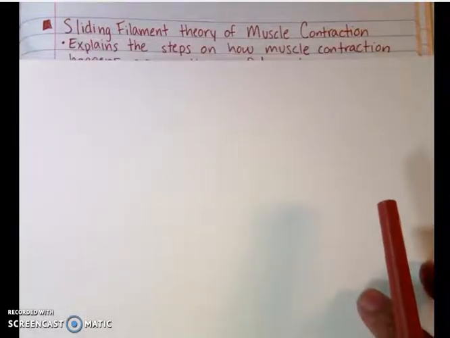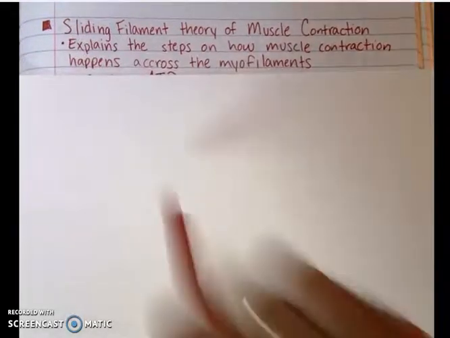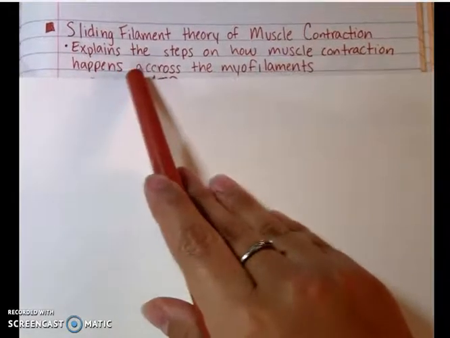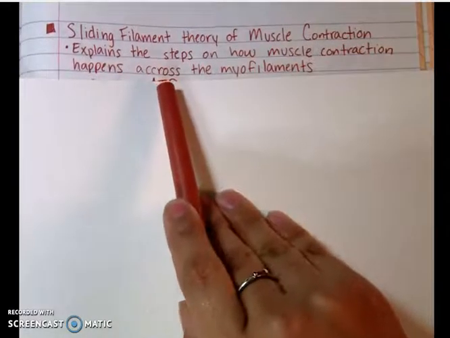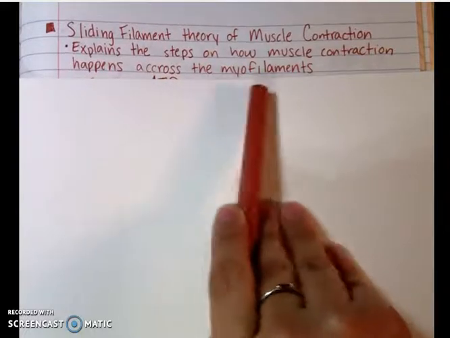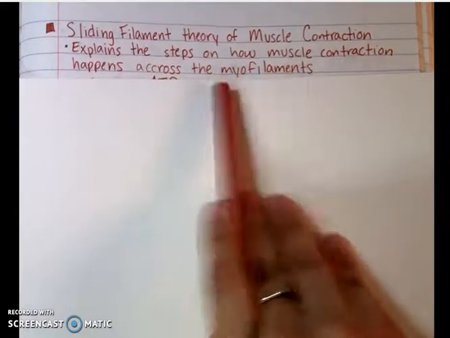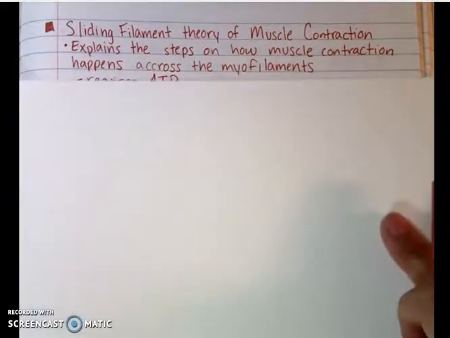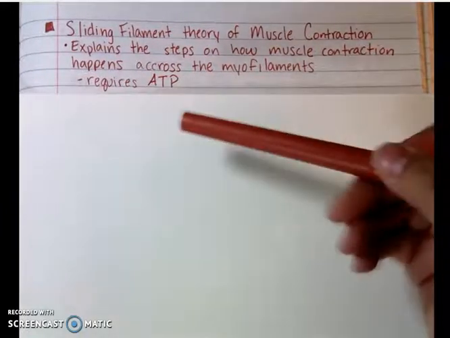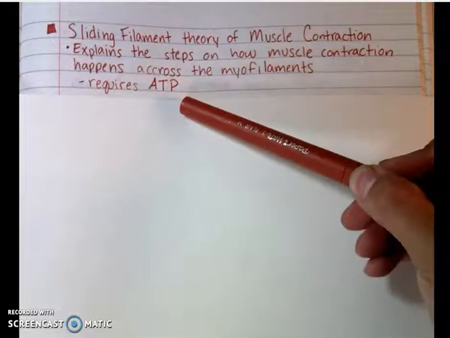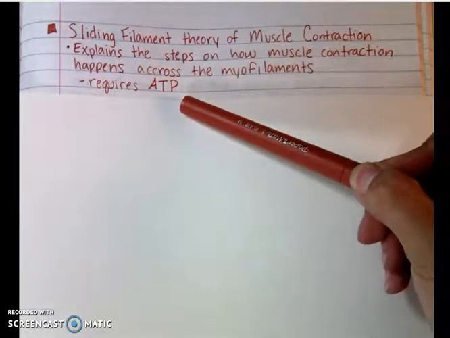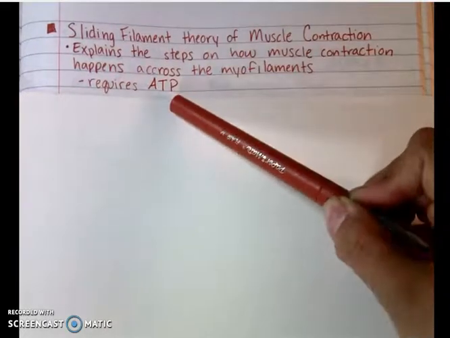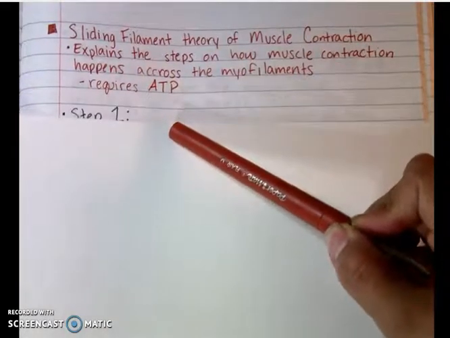All right, so like I said, the sliding filament theory is the steps that explain how muscle contractions happen across the myofilaments. And remember, the myofilaments are the fibers that make up the muscle cells, the muscle fibers. The big thing is that it does need energy. You don't work for free, hopefully. Neither does your body. So you are going to need energy for this to happen.